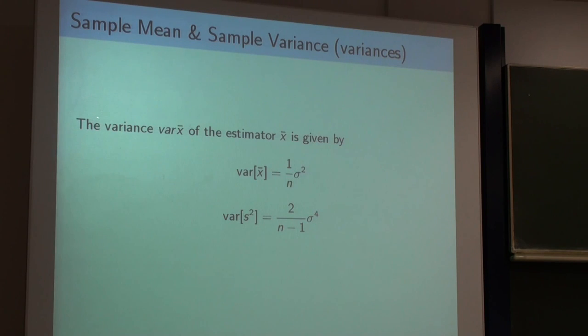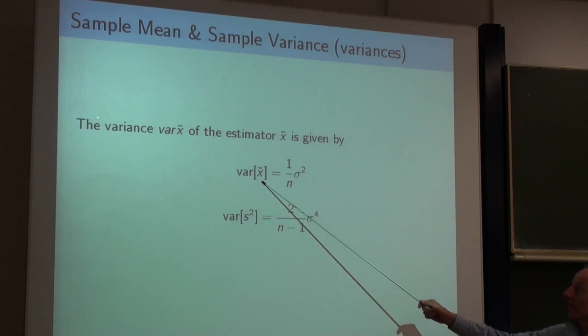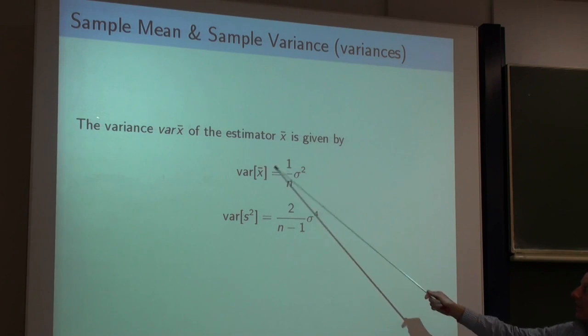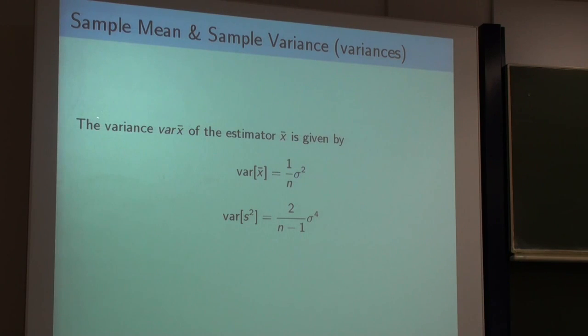Okay, we don't prove this here. The variance of the mean is what we already know from the central limit theorem, and this is the variance of the sample variance. So how does the sample variance vary? It goes proportional to sigma to the 4th power.